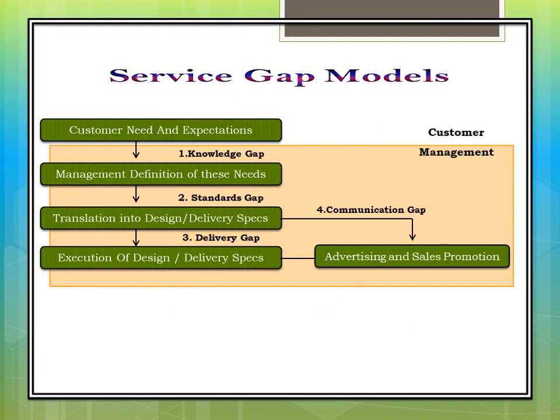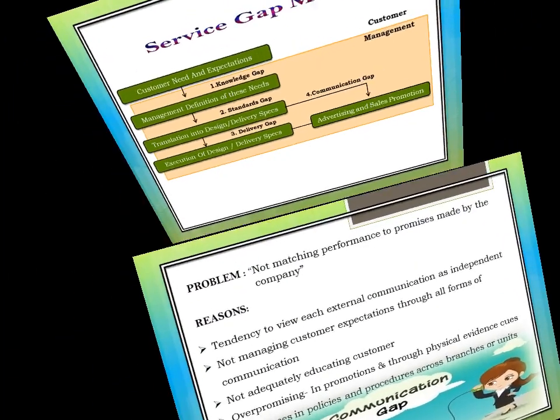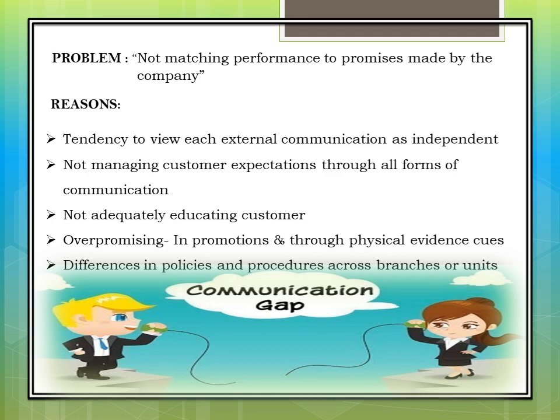The fourth gap is the communication gap. It is the gap between execution of design delivery specification and advertising and sales promotion. Further, the customer interpretation of the advertising communication is also very important. Problem: not matching performance to promises made by the company.